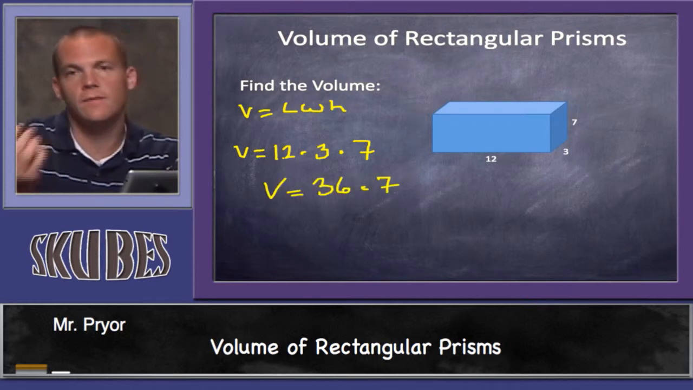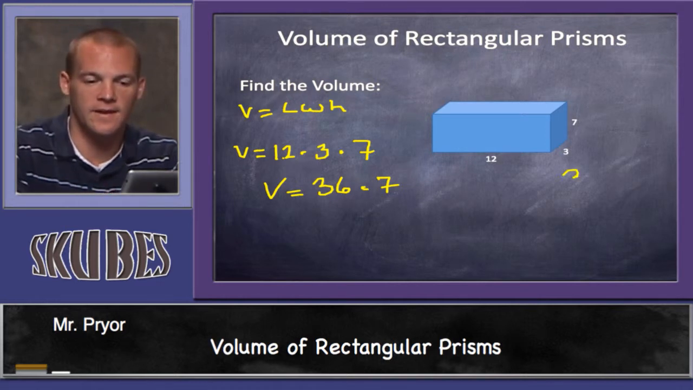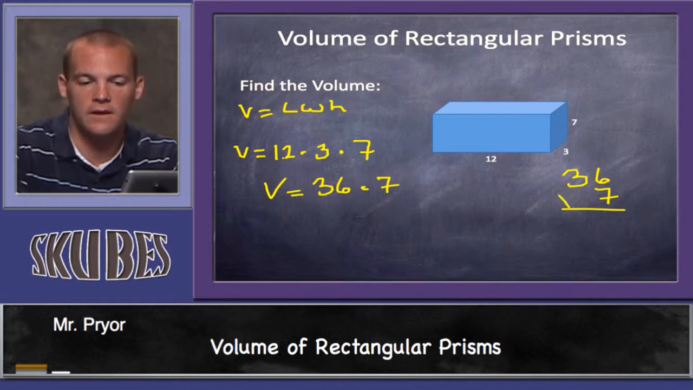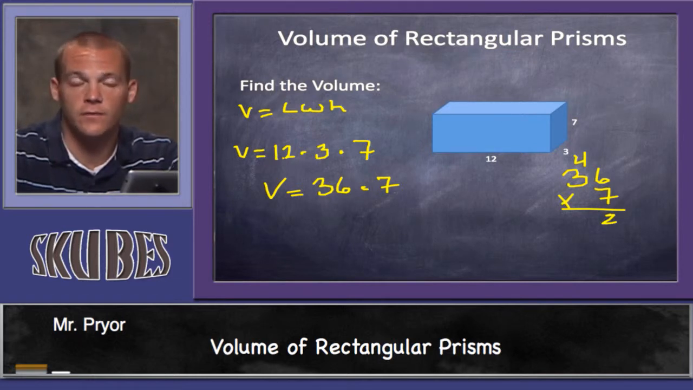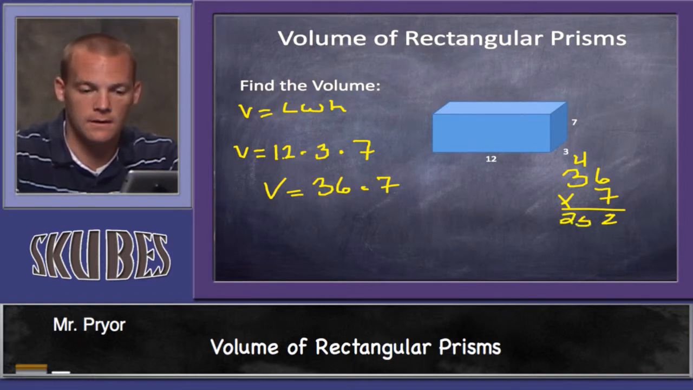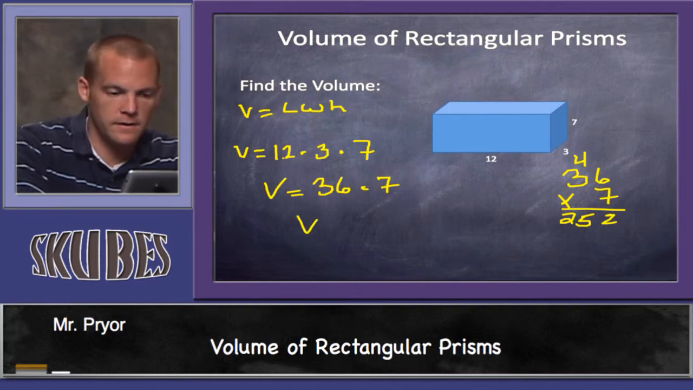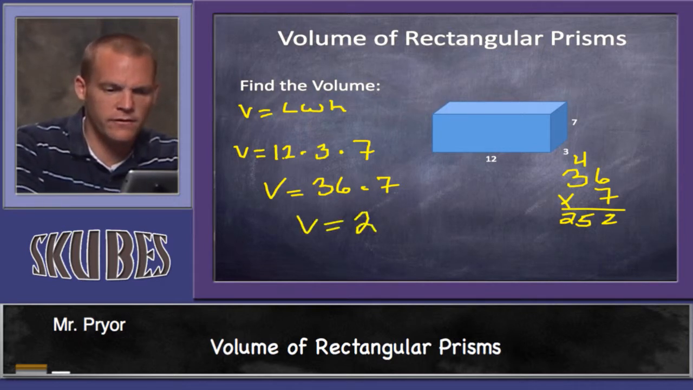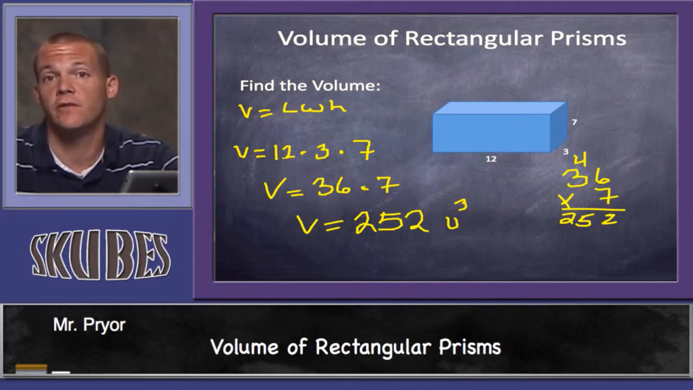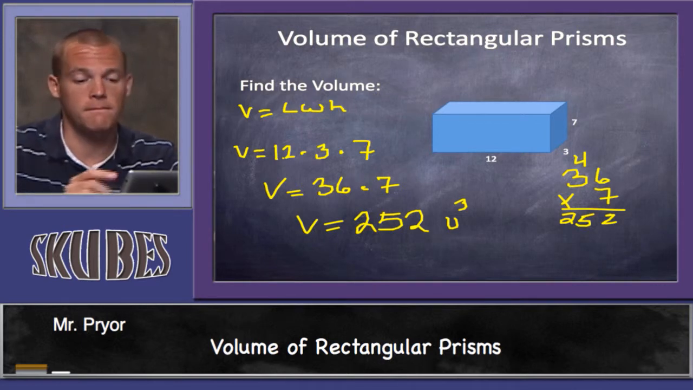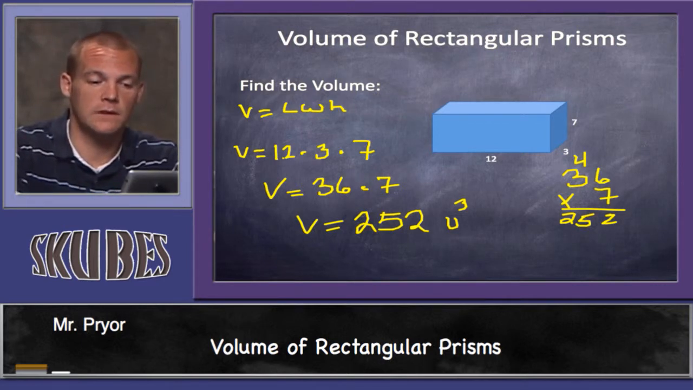And then off to the side, we're going to have to do 36 times 7 to make sure we don't make any errors with our multiplication. So 6 times 7 is 42. You carry the 4, and you get 3 times 7 is 21, plus 4 is 25. So our volume here is going to be 252 units cubed. If those were centimeters, you would say centimeters cubed, and so on and so forth. Okay, let's take a look at the next one then.